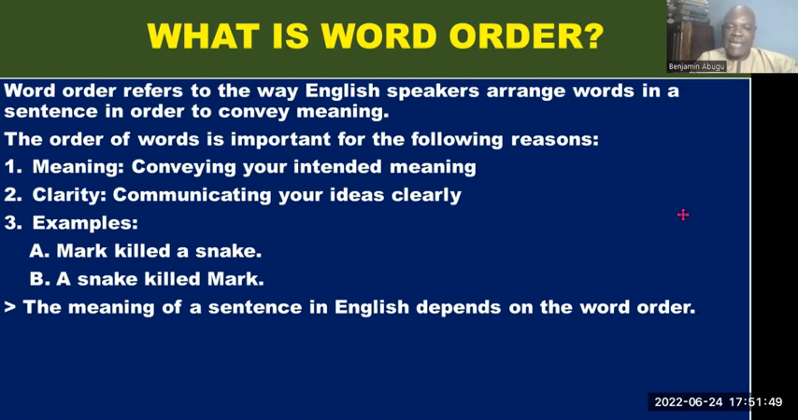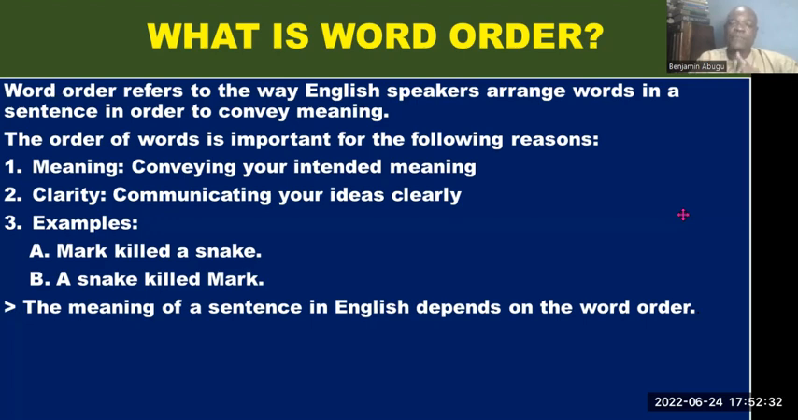Now, you will understand that Mark killed a snake is not exactly the same thing as a snake killed Mark. In Mark killed a snake, Mark is the killer and it is the snake that dies. In sentence B, the snake is the killer and it is Mark that dies. So you see that when you change the word order in sentence A, Mark is the subject, killed is the verb, and the snake is the object. So you see the arrangement of words in sentence A.